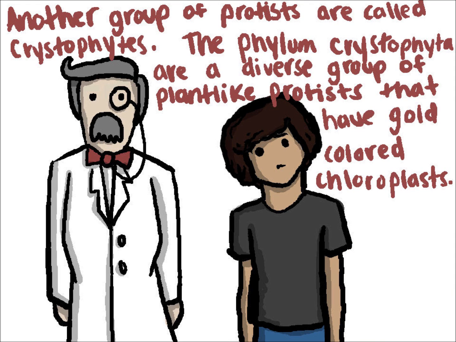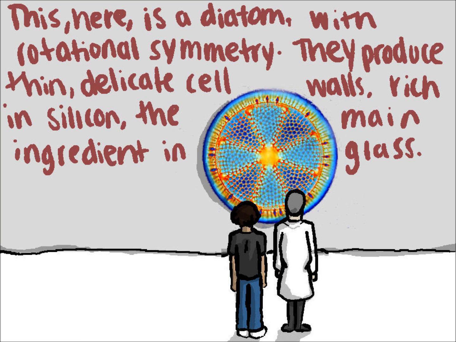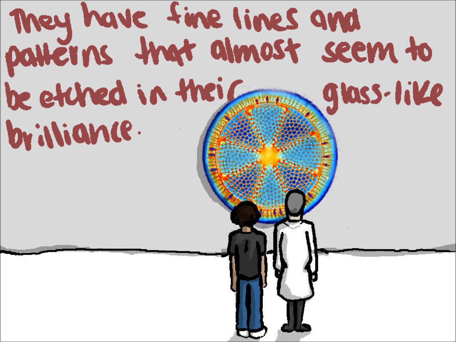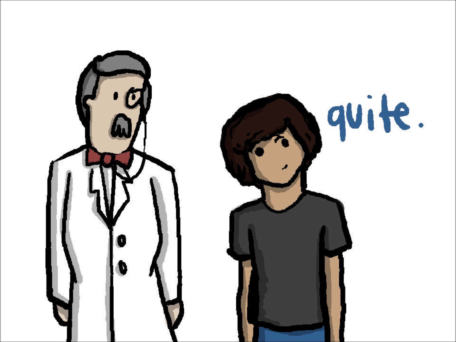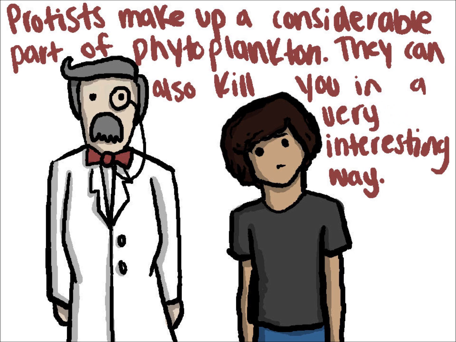The phylum Chrysophyta are a diverse group of plant-like protists that have gold-colored chloroplasts. This here is a diatom with rotational symmetry. They produce thin, delicate cell walls rich in silicon, the main ingredient in glass. They have fine lines and patterns that almost seem to be etched in their glass-like brilliance. Isn't it smashing? Quite. Protists make up a considerable part of phytoplankton.